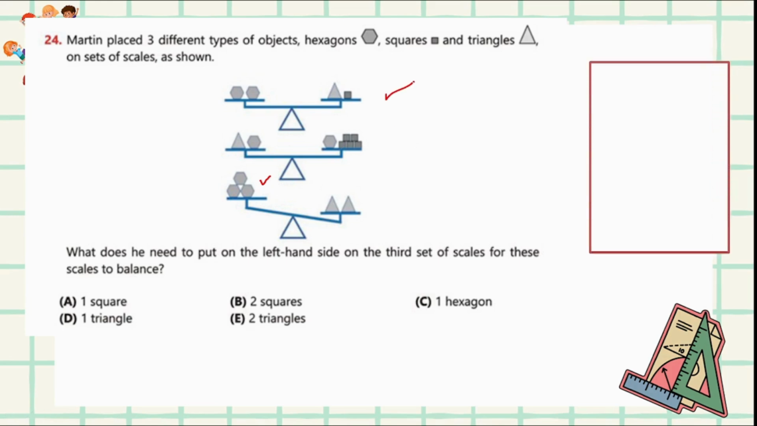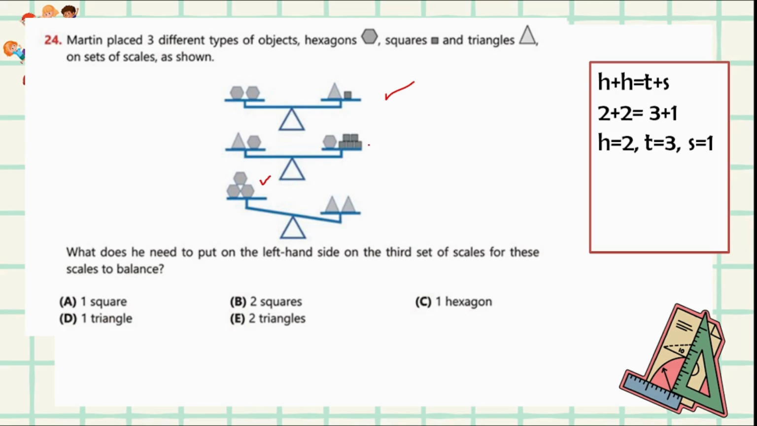We can see that there are 2 hexagons. So I can write H for hexagon, 1 triangle, and 1 square. T is for triangle and S is for square. Let's suppose the value of my hexagon is 2. So I have to make the same sum on both sides. So I will say that the value of the hexagon is 2, the value of the triangle is 3, and the square is 1. Then on both sides I will have 4 and 4. So I can write all the values here.